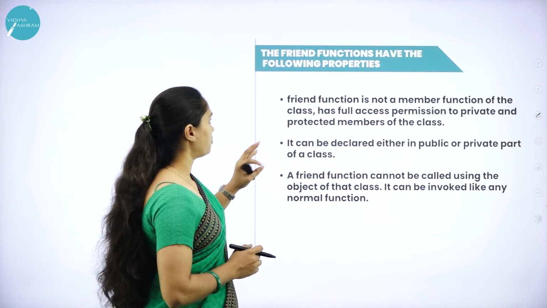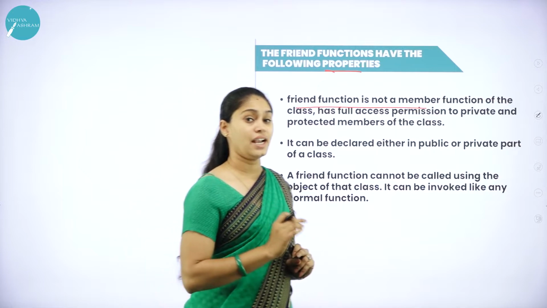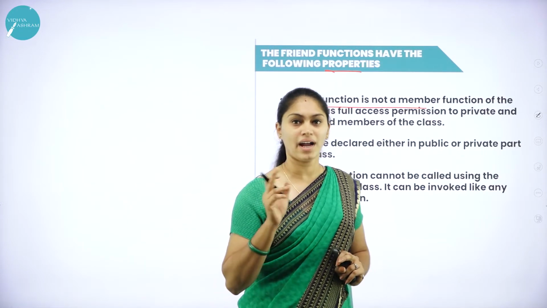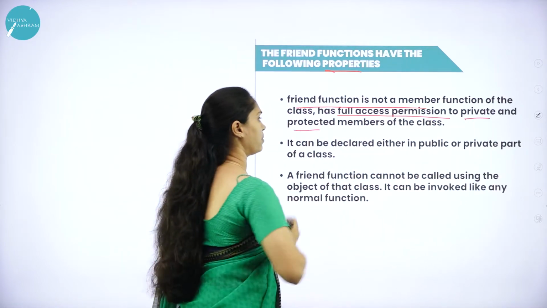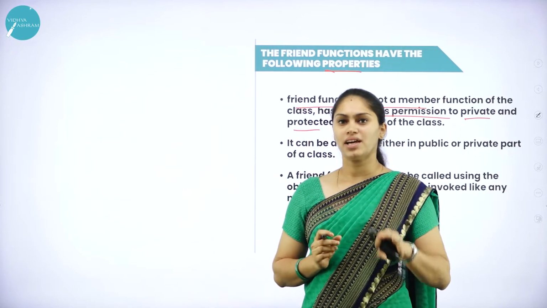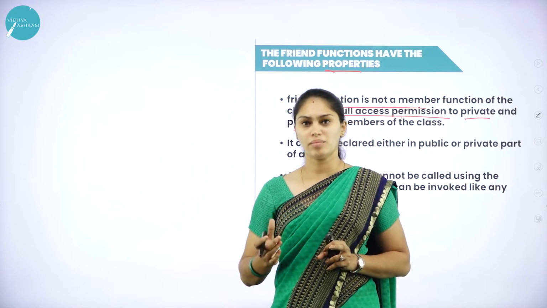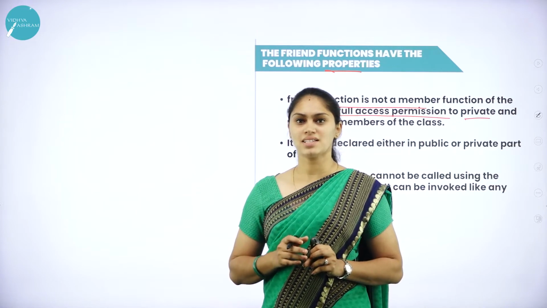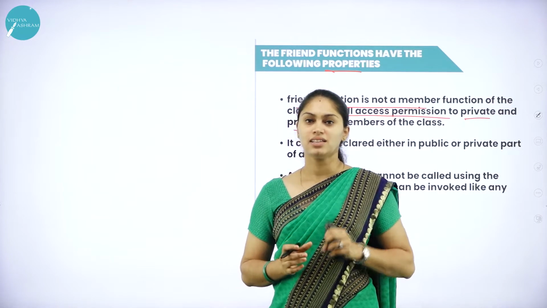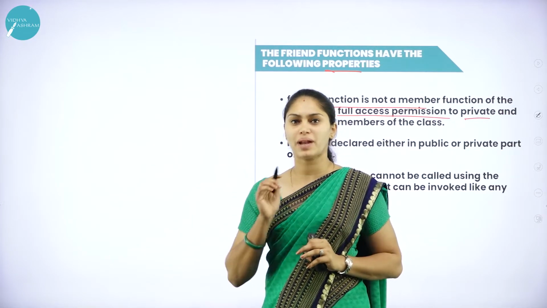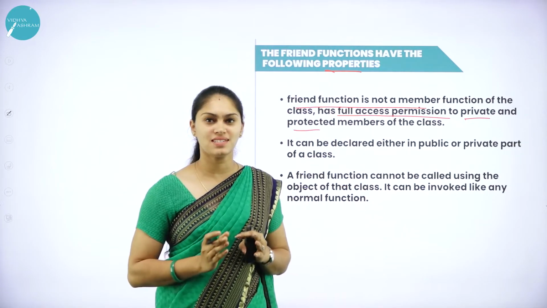So there are several properties of friend function. So we'll see what are the friend function properties. A friend function is not a member function of a class. What is this? It is a non-member function of a class, but it is going to have full permission to access the private and protected members of a class. The data members which are declared under the scope of private and protected can be accessed with the help of this friend function.